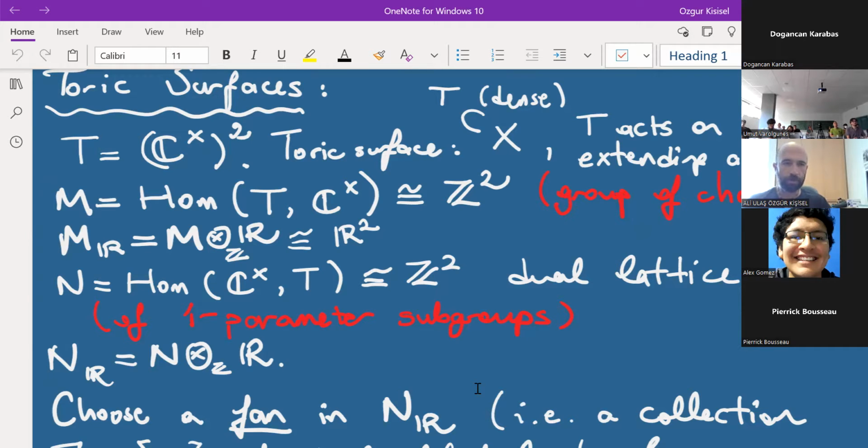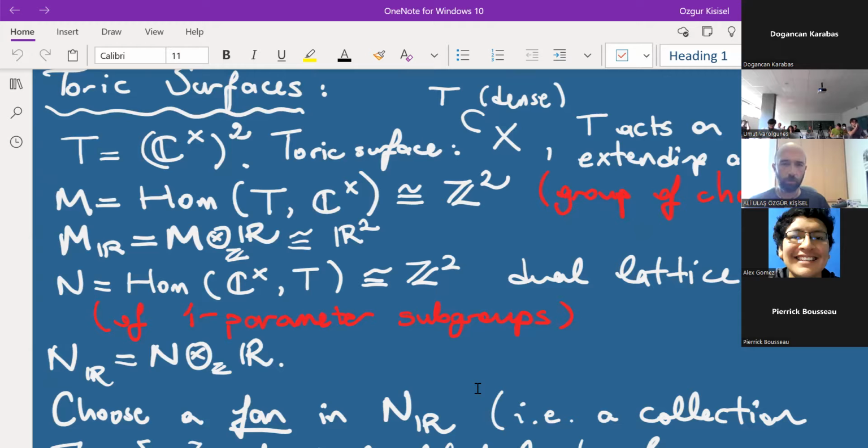Now, there are two important lattices associated to T. One is the character lattice M, the homomorphisms from T to C star, which is abstractly isomorphic to Z2. And by M sub R, it's just tensoring with R, you get R2. And N is the lattice of one-parameter subgroups, or the co-character lattice. So it's homomorphisms from C star to T. It's the other way around. It's dual to M in a natural way.